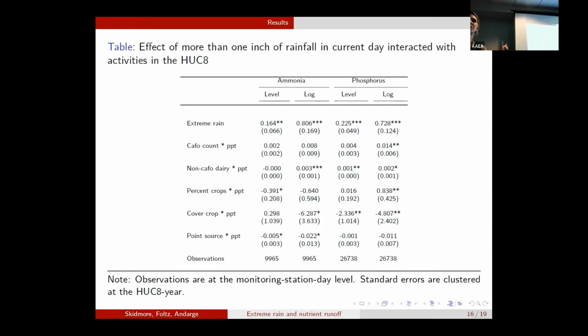Now, I would caution against interpreting this on a 0 to 1 scale. The most cover cropping that we ever see in our HUC 8s is 20% of the total row cropped area, right? So you could instead think of this in terms of: we see a 73% spike in phosphorus if there's an inch of rain. But if you had 10% of row crop area in cover crops, that would mitigate it by 48%.